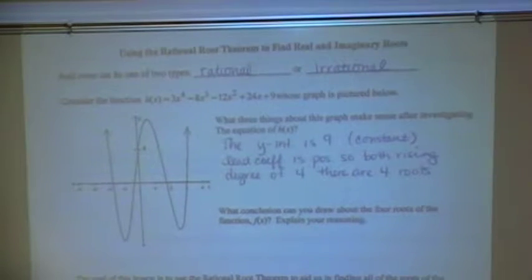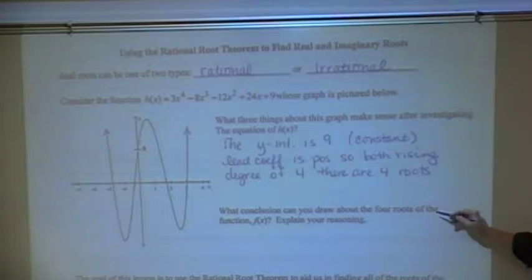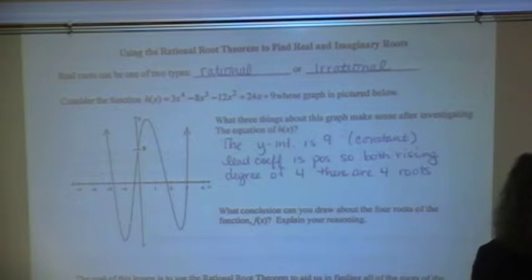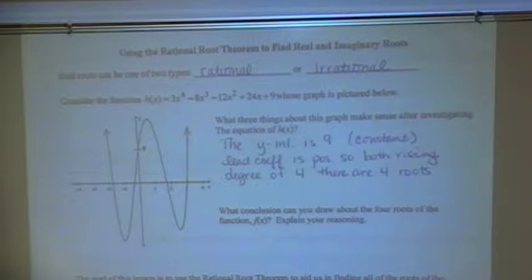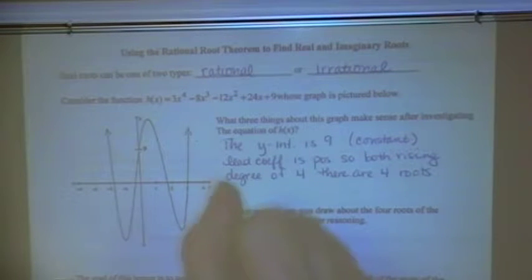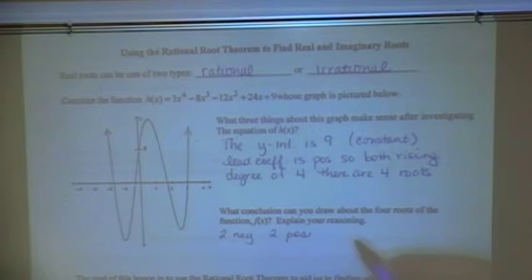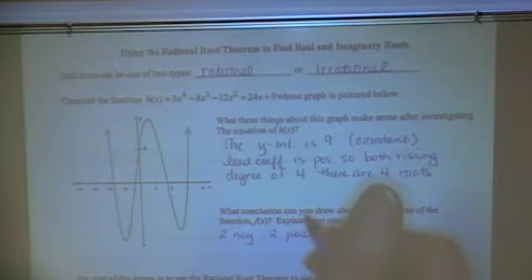Okay, so since we mentioned the roots, it asks right here, what conclusion can we draw about the 4 roots just by looking? We're not going to do anything to the equation yet. They are negative and positive. I have 2 negatives, 2 positives. I do have one of them is an integer.